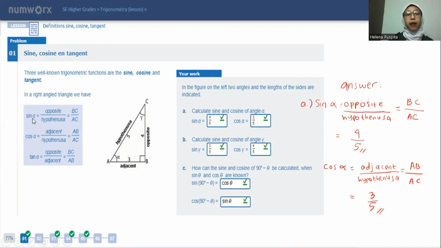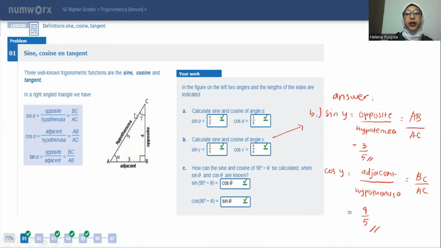The formula: sine alpha equals opposite over hypotenuse, or BC over AC, equals 4 over 5. And then cos alpha equals adjacent over hypotenuse, equals AB over AC, equals 3 over 5. B. Calculate sine and cosine of angle gamma.